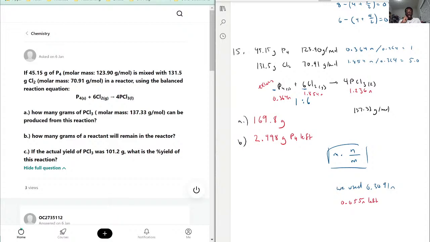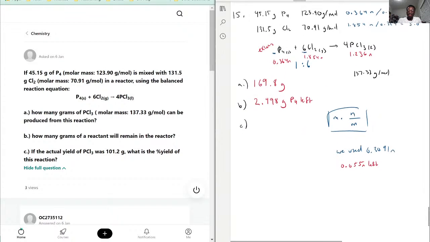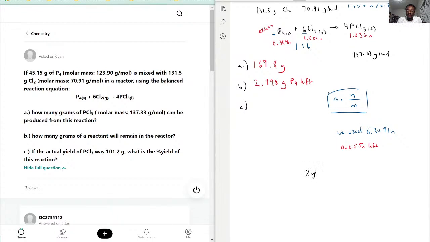Now, the last question: if the actual yield was 101.2 grams, what is the percent yield? So the percent yield is calculated by, what's it called? Experimental over theoretical. Actually, sorry. Experimental minus theoretical, the absolute value of it, times 100%.